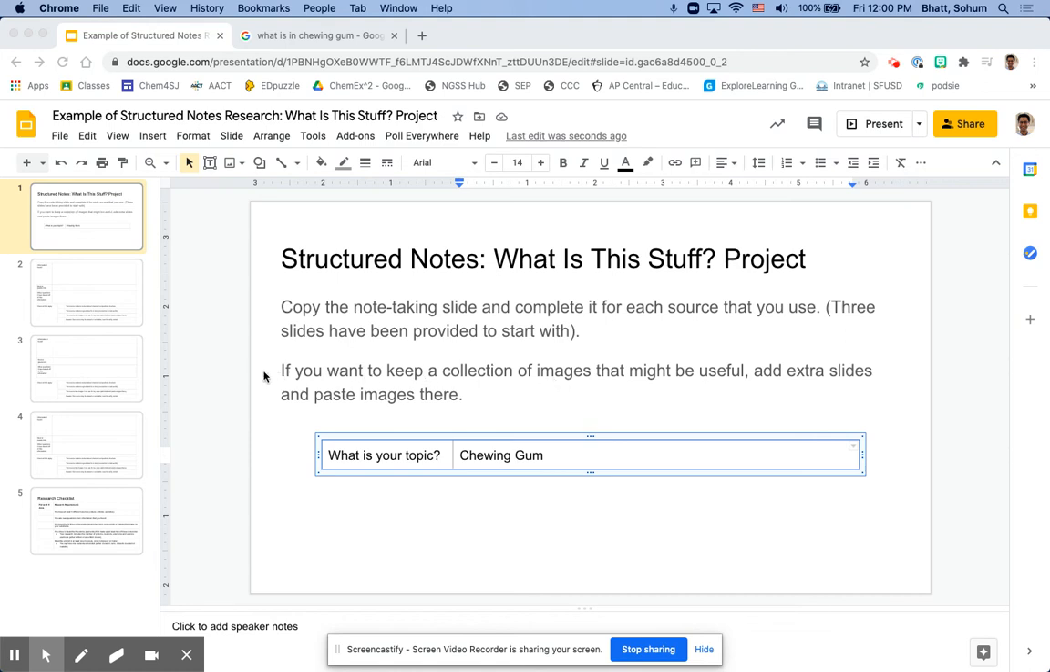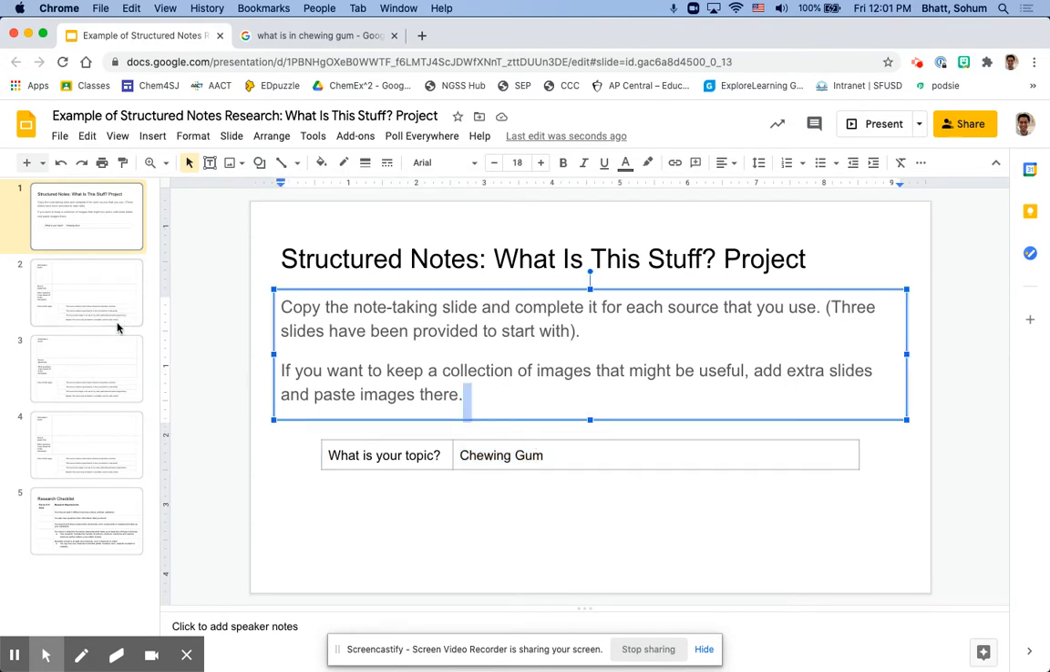All right, folks, so now we're on to the next part of our project where we are starting to do research. Some of you may have started this the other day, and that's okay. We wanted to provide a little bit of structure for you to understand how to use this notes research template. On the first slide, you will enter in your topic. If my sample topic is chewing gum, I'm going to go ahead and write that in here.